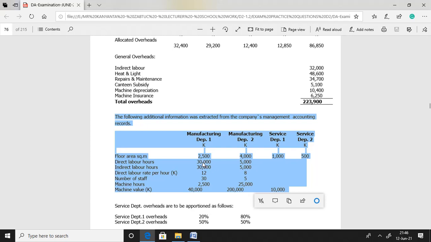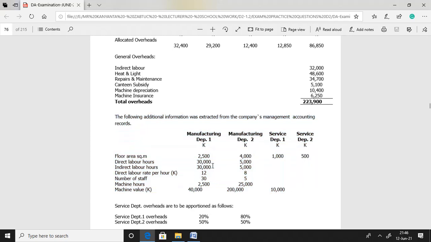We have 30,000 hours for manufacturing department 1 and 5,000 hours for manufacturing department 2. So we share the indirect labor cost of 32,000 using those proportions. You remember how we work out proportions. First of all, you get the sum, which is 30,000 plus 5,000, giving 35,000. Then 30,000 for manufacturing department 1 divided by 35,000 multiplied by 32,000 of that cost. That's how you share those costs.